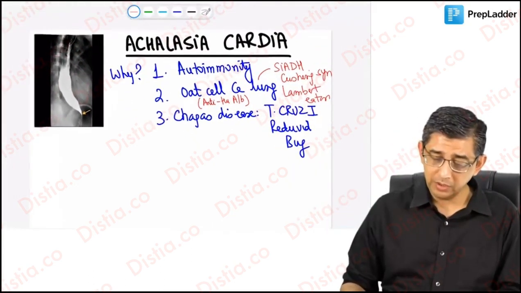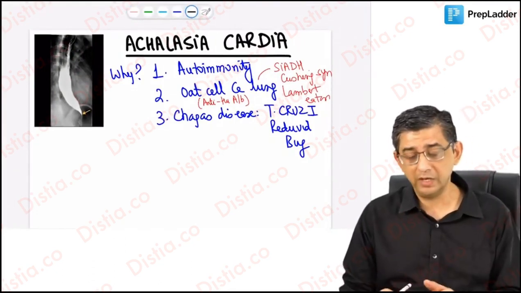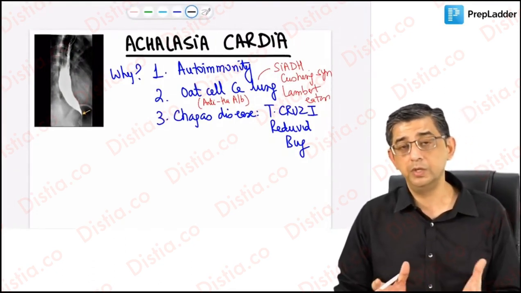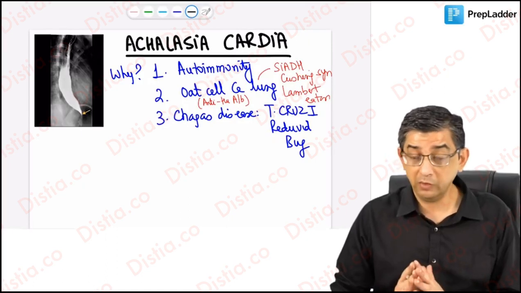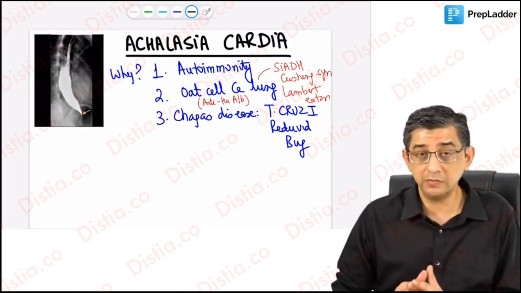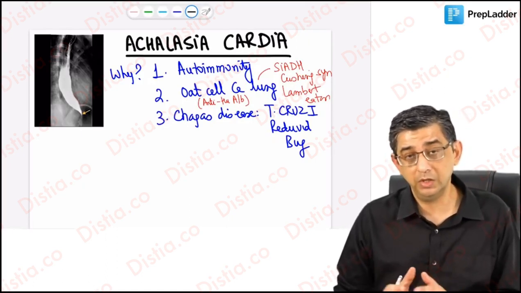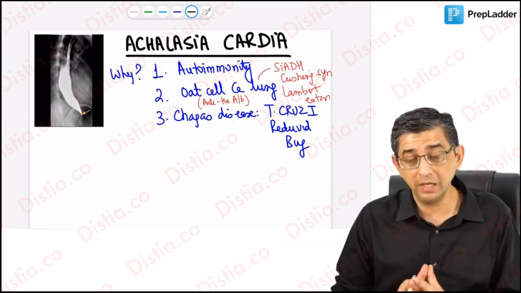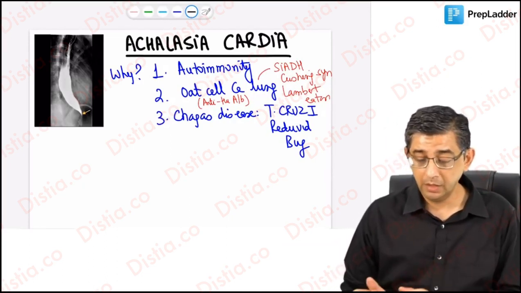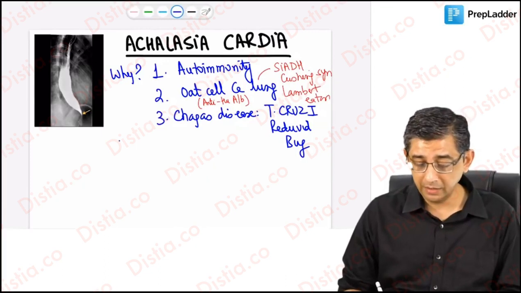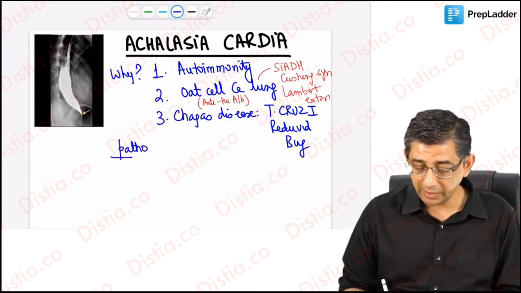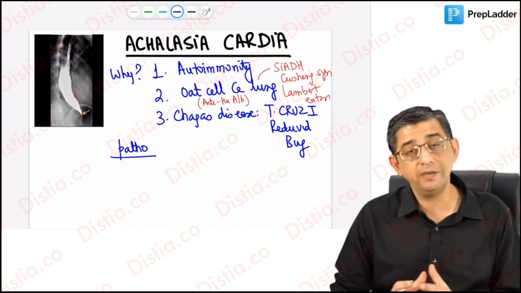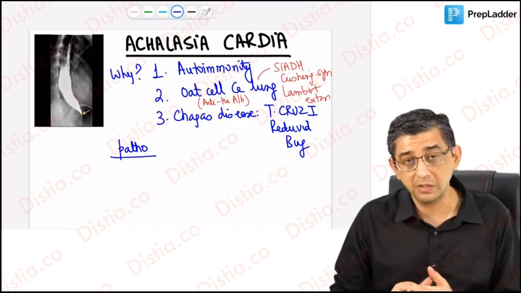Now, what actually is the main problem in this guy? I mean, you can definitely see on the monitor at the moment the bird beak appearance of a barium swallow, but I want to again highlight that the investigation of choice for this condition is not a barium swallow. The investigation of choice for this condition is again esophageal manometry. Now we have studied why it is occurring. Now we will talk about the pathogenesis component of the disease, that is what actually happens. Why do you have this hourglass appearance? Why do you have this constriction?